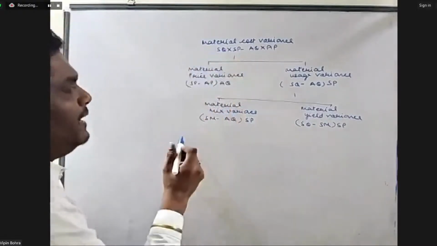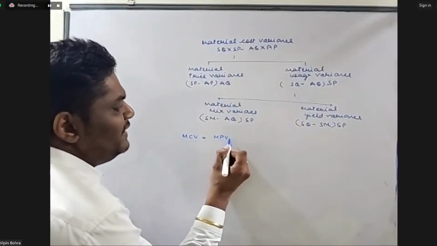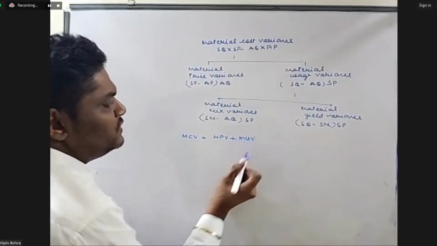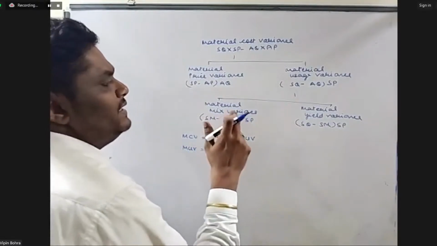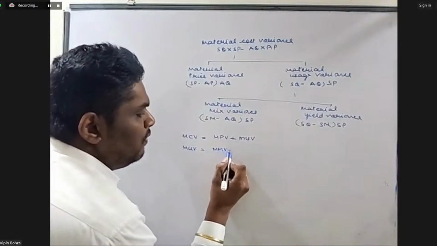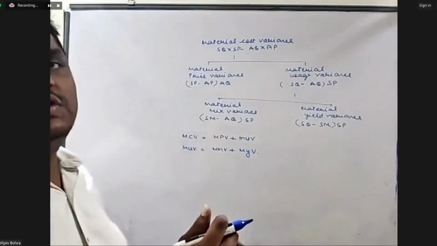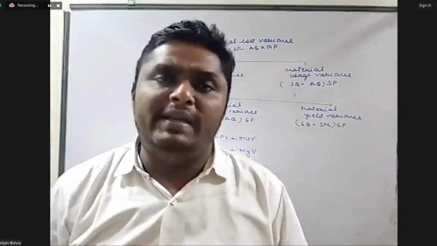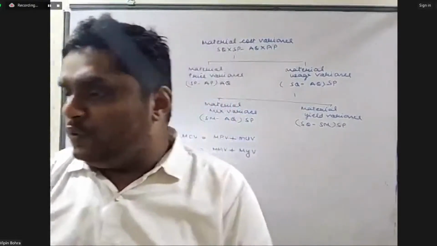So again, when talking about material cost variance, it is equal to material price variance plus material usage variance. When talking about material usage variance, it is equal to mix plus yield. I request you guys to please copy this part. It's the summary of what we have discussed. Then I'll be putting up one question in front of you.